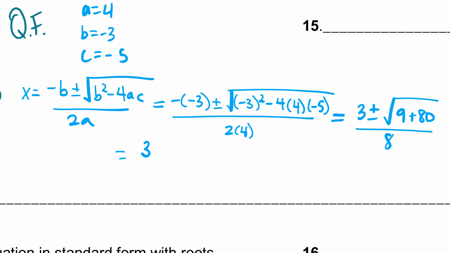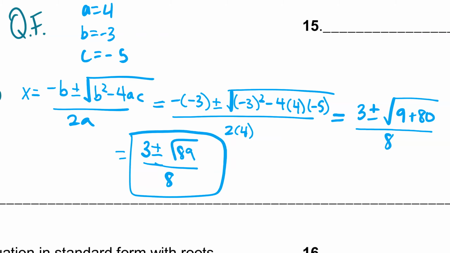So I have 3 plus or minus root 89 over 8. Can I simplify this at all? No. 89 is prime. Is that what you said? Yeah, that was good. That was a vocab word, prime. There's no factors for 89 other than 1 and 89. I cannot simplify this at all. I can't cross out anything. Nothing multiplies to 89 besides 1 and 89. It's prime. No other factors. So that's our final answer.